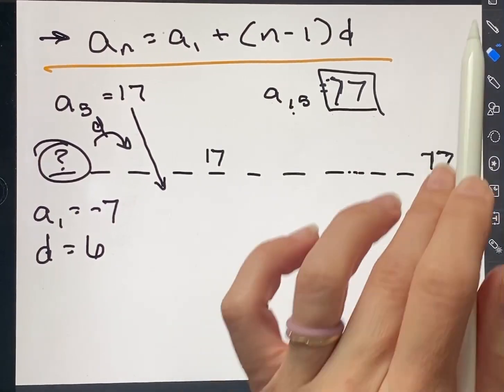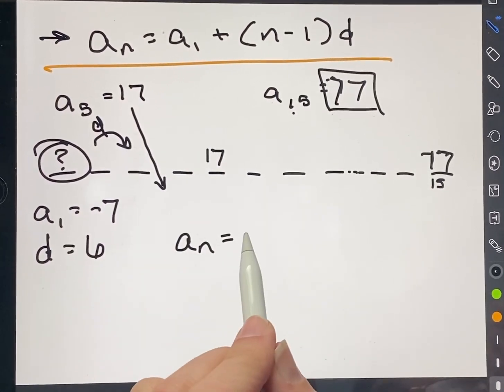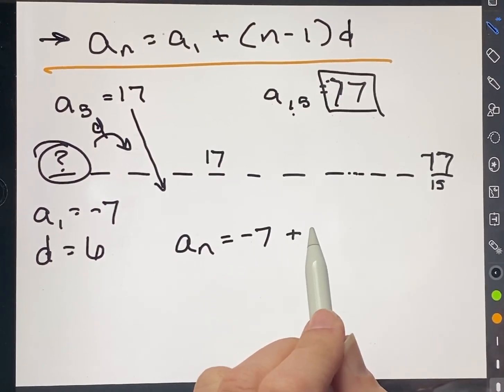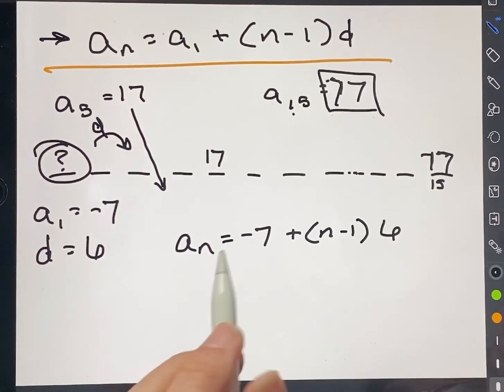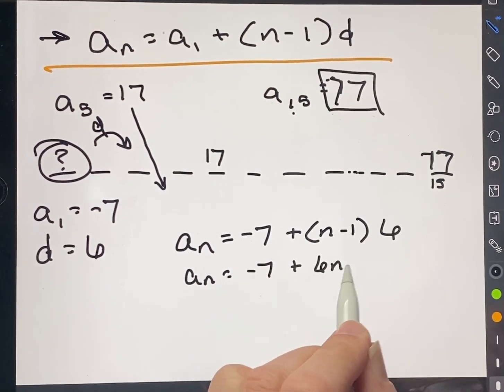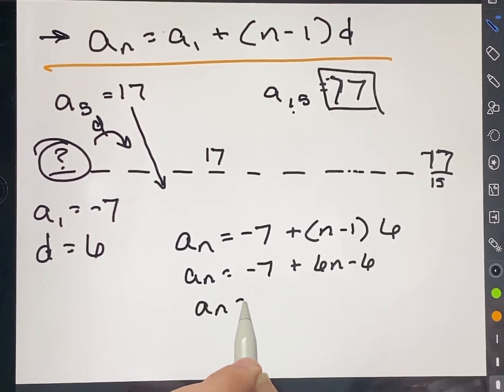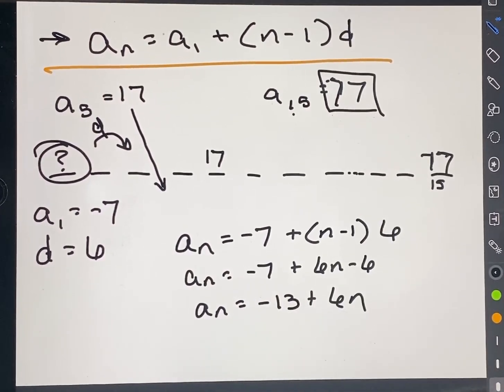So now we have a starting value and we have a D value, which means that we can go all the way back up and plug them into our generic expression. So my starting value was -7. I've got this n minus 1. My D value is 6. We're going to simplify and say -7 plus 6n minus 6, and we get our generic value equals -13 plus 6n.